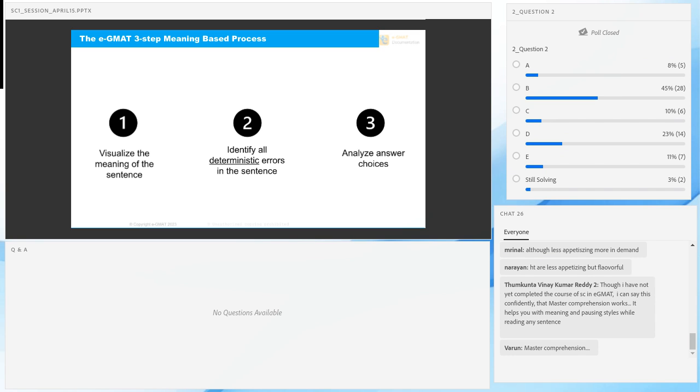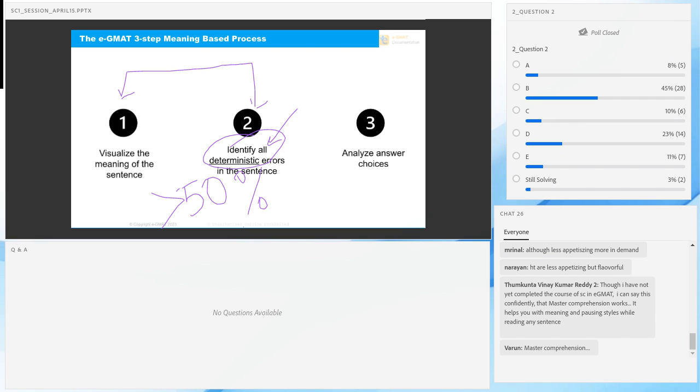Okay, now let's look at the answer choices which you had expressed. But before that, let's look at steps 1 and 2. These are the two steps that need to be done on the original choice, and that is why you spend more than 50% of your time on choice A. That is the main reason. More than 50% of your time needs to be spent on choice A, so that you visualize the meaning and so that you identify all the deterministic errors, not one, but all the deterministic errors from the sentence.